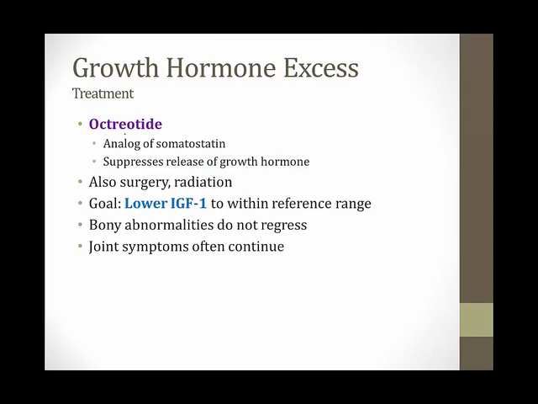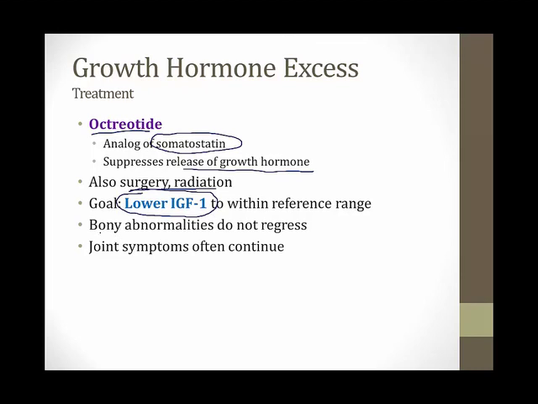You can treat growth hormone excess with octreotide. Octreotide is an analog of somatostatin, and somatostatin is the hormone that the hypothalamus releases to shut down growth hormone production by the pituitary. So if you administer octreotide, it will suppress release of growth hormone for many pituitary adenomas. Surgery and radiation are also often required, and the goal of therapy is to lower the IGF-1 level to within the reference range. Once again, IGF-1 is used as a marker of growth hormone production.